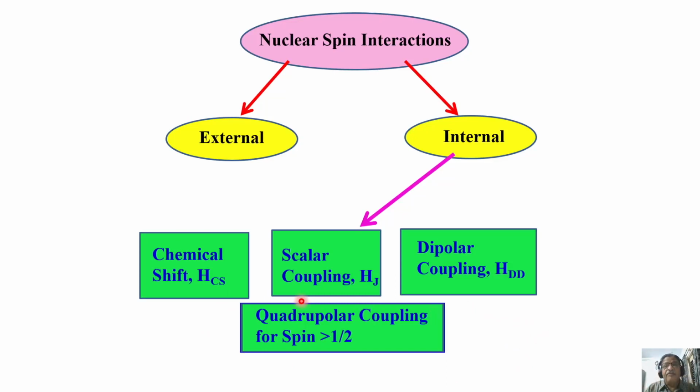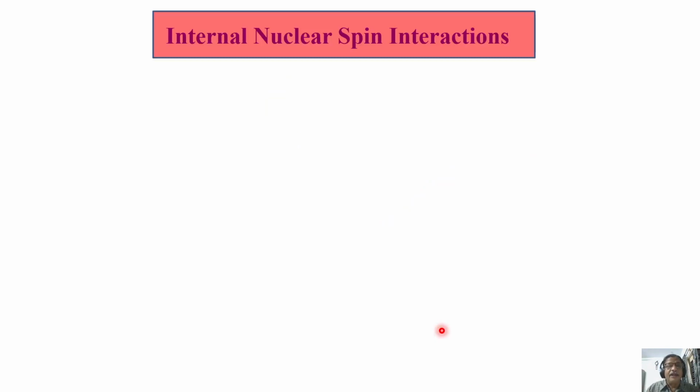Remember, I have mentioned 4 different types of internal interactions. These 3 pertain to spin half nuclei, and this is for spin greater than half. Of course, all interactions will be present for this. Note that for spin greater than half, these three are not absent. No, everything will be present. Only for spin half nuclei, this is absent. Please remember that point. Now, these internal nuclear spin interactions, again, I can classify into two types.